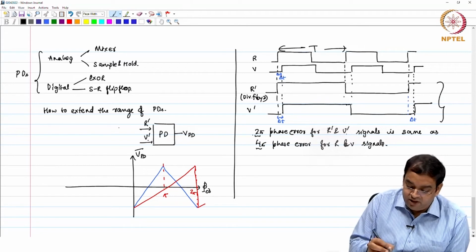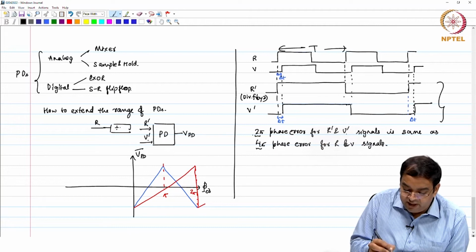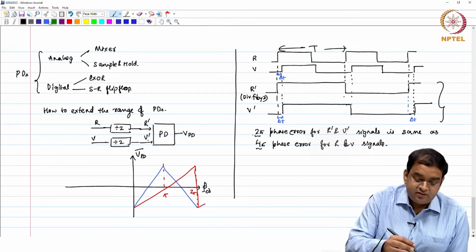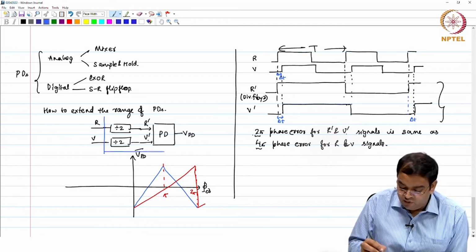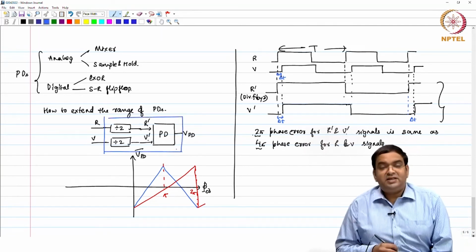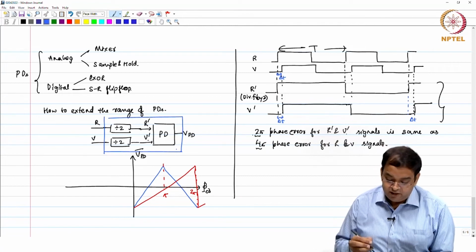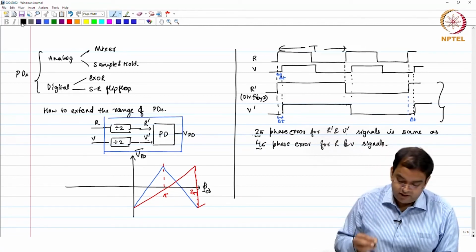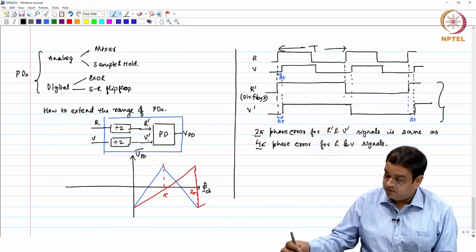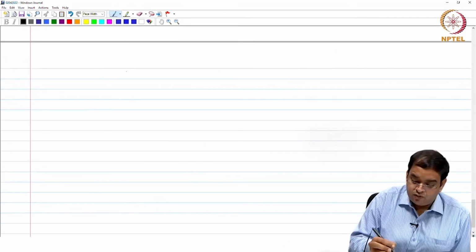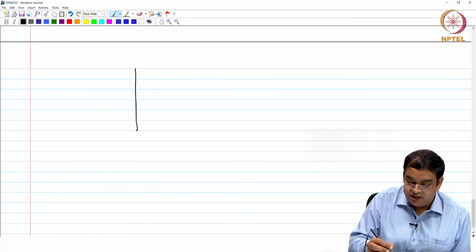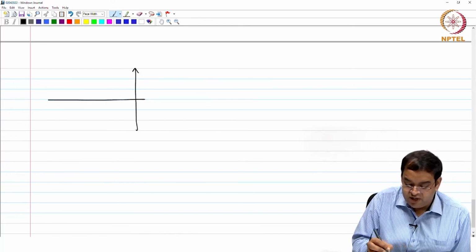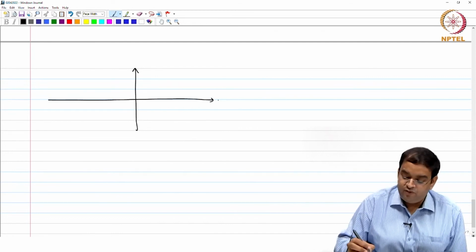So, what can be done? If I get my R signal here, I put a frequency divided by 2, and here I put also the frequency divided by 2. So, this can be our new phase error detector with extended range. Let me just redraw this. So, what we have with the divider, I am going to measure with respect to R and V my phase error.